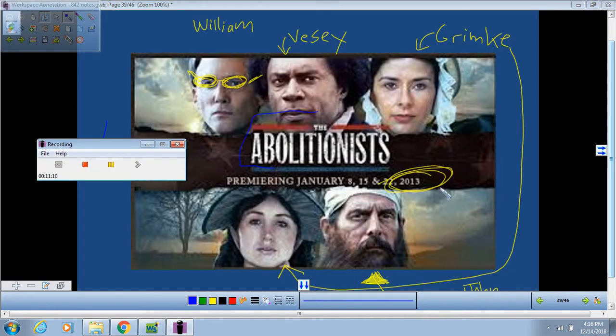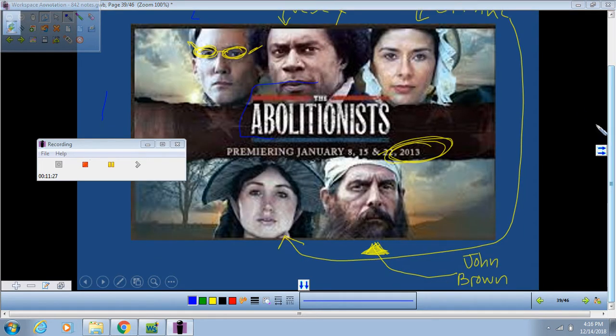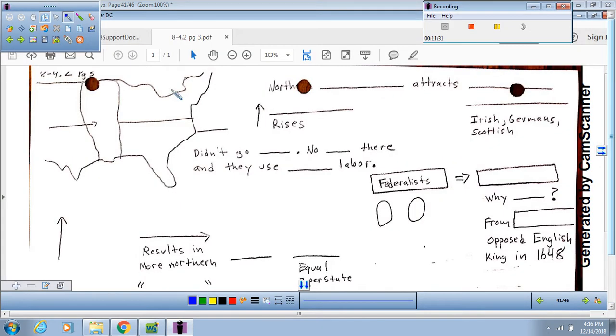I may have shown this in yesterday's lesson, but here's a show called The Abolitionist. I would like to find it, but it features most of the people we learned about: William Lloyd Garrison, Denmark Vesey, I believe, the Grimke sisters, and John Brown, a gentleman we'll learn about shortly. The limited notes today concern the political effect of the Louisiana Purchase.